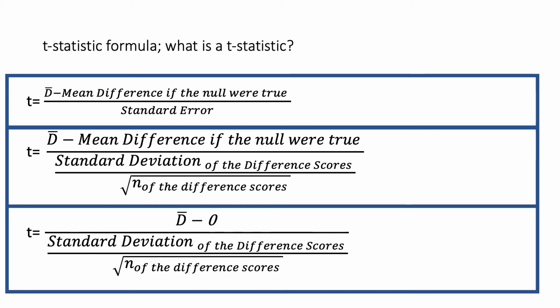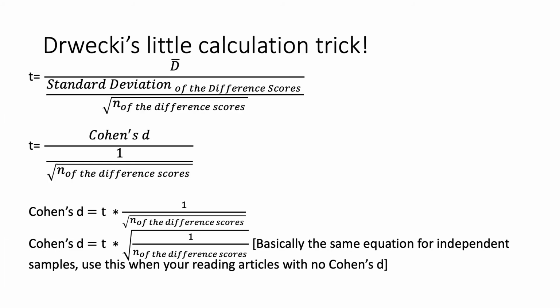Now in the next equation, I'm just getting rid of the 0. I want you to know it's there, but the average of the difference scores minus 0, divided by the standard deviation of the difference scores divided by the square root of n. I've just gotten rid of the mean difference if the null were true. We know that simplifies to 0. In the next equation, it's going to be gone. So now my t equals the average of the difference scores divided by the standard deviation of the difference scores divided by the square root of n of the difference scores.